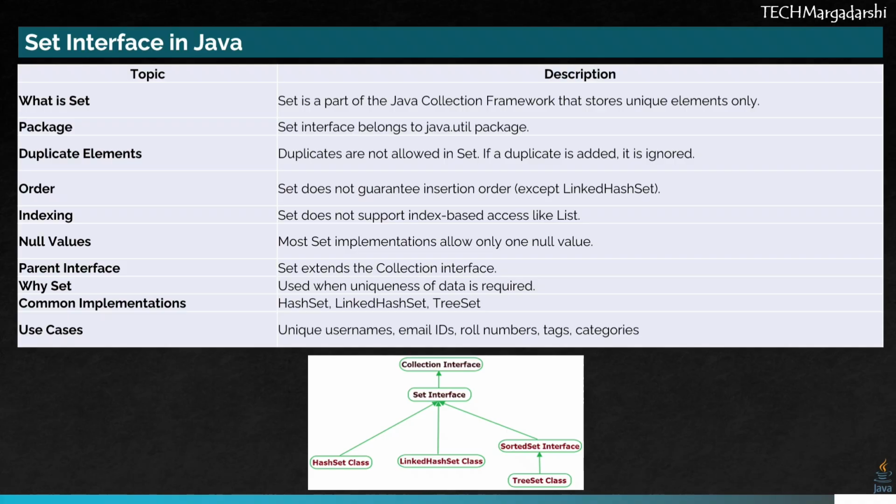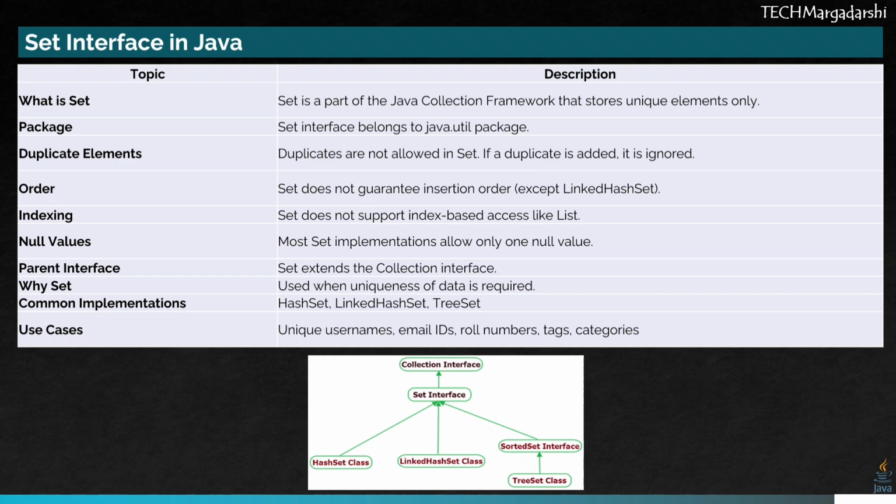Set is a part of the Java collection framework and is mainly used to store unique elements only. This means duplicate values are not allowed. If you try to add a duplicate, Java simply ignores it. Set belongs to the java.util package and extends the collection interface as shown in the hierarchy diagram.